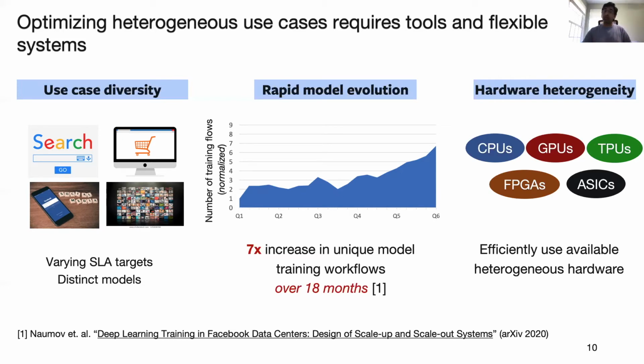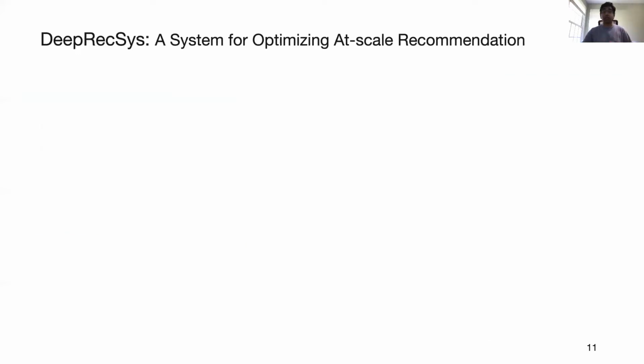However, when we look at this space, we find a lack of tools to study solutions that can exploit the unique characteristics of the key workload and efficiently deploy a variety of recommendation models with different SLA targets across heterogeneous hardware. To tackle this question, in this talk, we present DeepRecSys, the first infrastructure and scheduler to optimize the runtime performance of end-to-end at-scale neural recommendation inference.